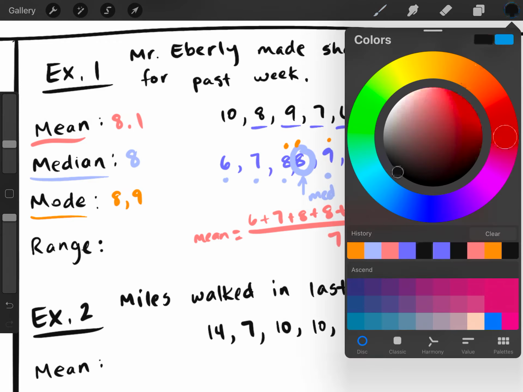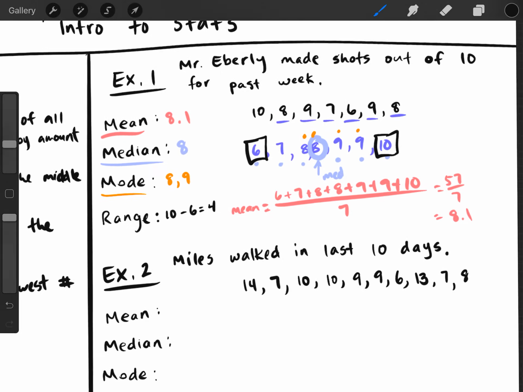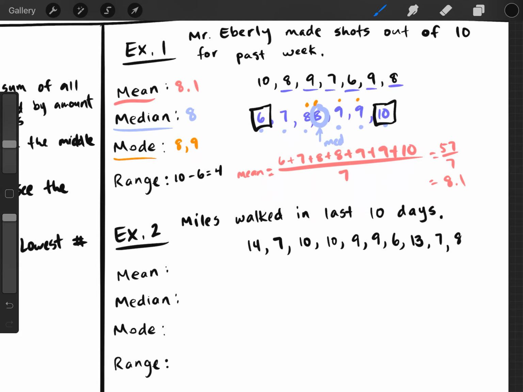The last piece of data that we need to find here is the range. To find the range, we're just going to do the highest value, which is 10, minus the lowest value, which is 6. That gives us a range of 4. The range of 4 means from 6 to 10, that's 4. That's a difference of 4. That's the range, the total amount encompassed by your data.